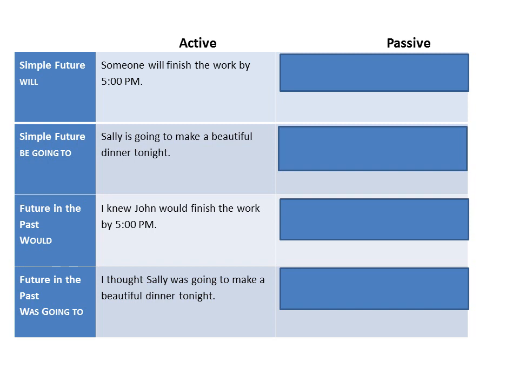Now turn these four sentences into the passive form. We have two simple future with the usage of will and one with the usage of be going to, and two more, it's the future in the past, future past, one with would and the other one was going to.